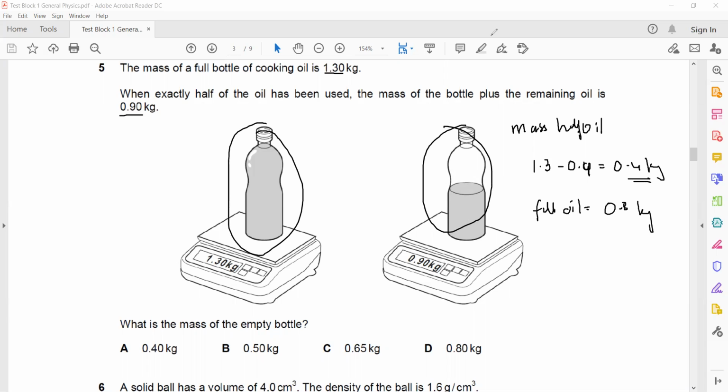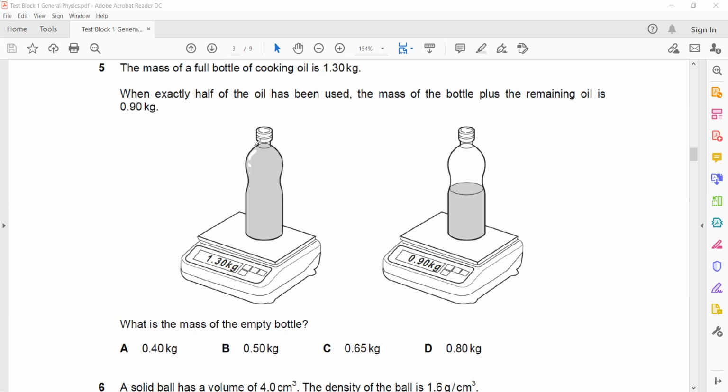Now we need the mass of the bottle. So the mass of the full bottle is the mass of the bottle plus the mass of the full oil. So it is 1.3 minus 0.8, which is equal to 0.5. So B is the right answer.